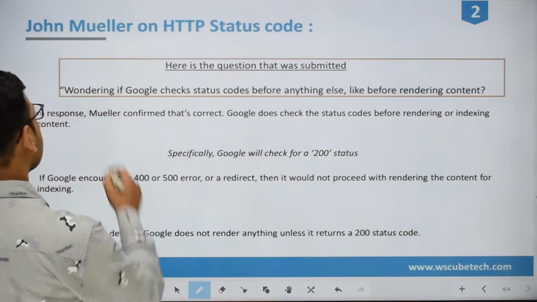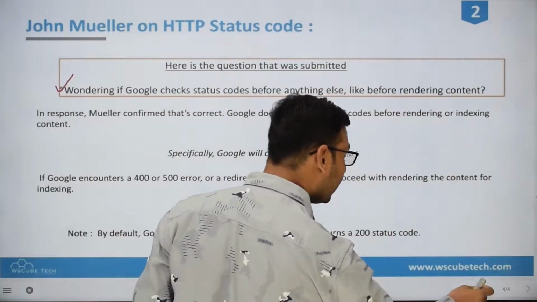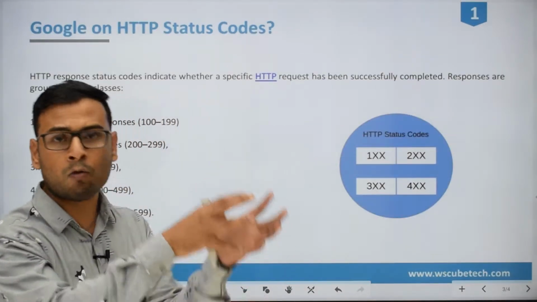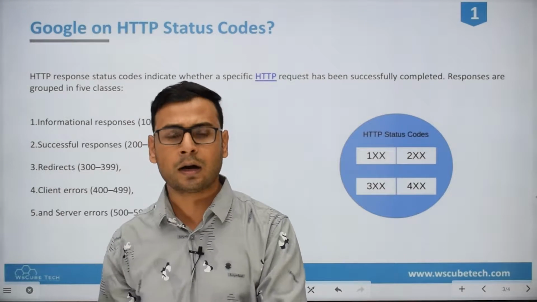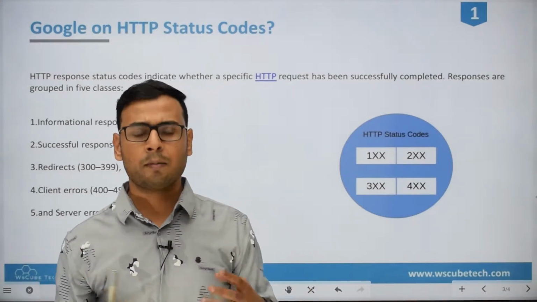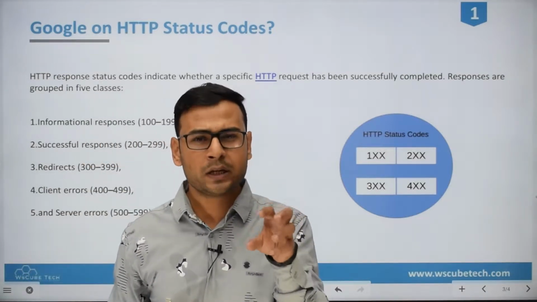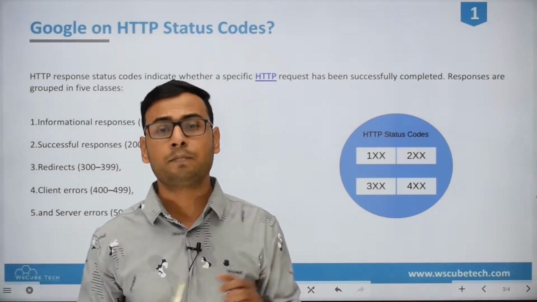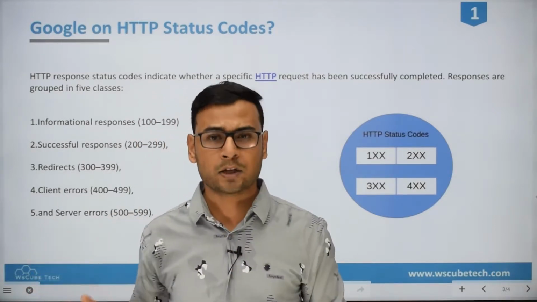And the question was, wondering if Google checks status codes before anything else, like before rendering content. When the crawler of Google comes to your website or web page, it actually renders your content and then indexes that content. So, there was a curiosity. People asked John Mueller, do you believe that Google actually checks HTTP status codes before rendering the actual content or before indexing the actual content?